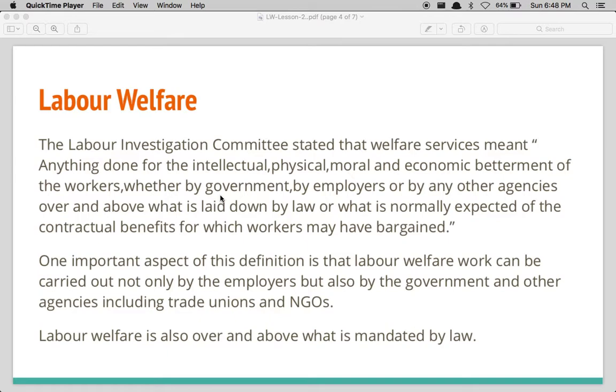One important aspect of this definition is that labor welfare work can be carried out not only by the employers, but also by the government and other agencies, including trade unions and NGOs. Labor welfare is also over and above what is mandated by law. What is mandated by law is statutory. Labor welfare can be statutory and non-statutory also.